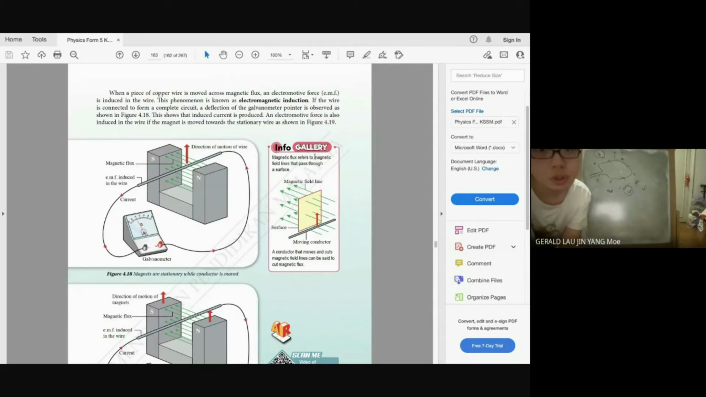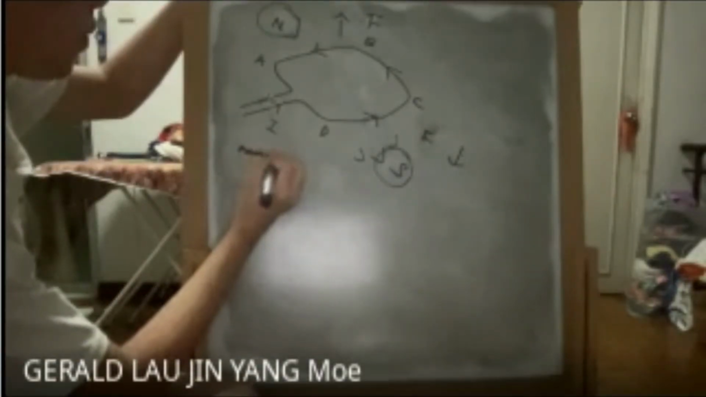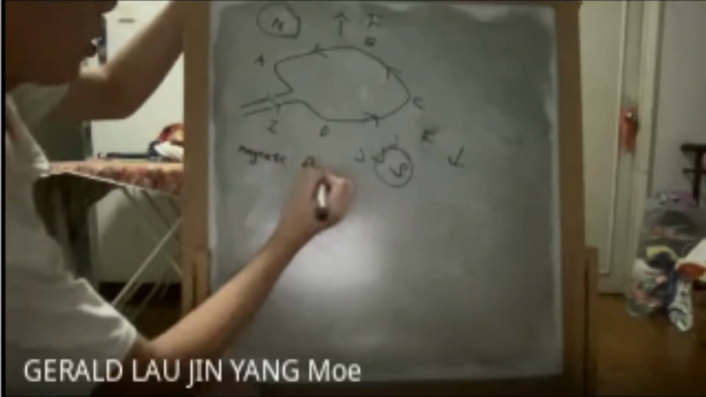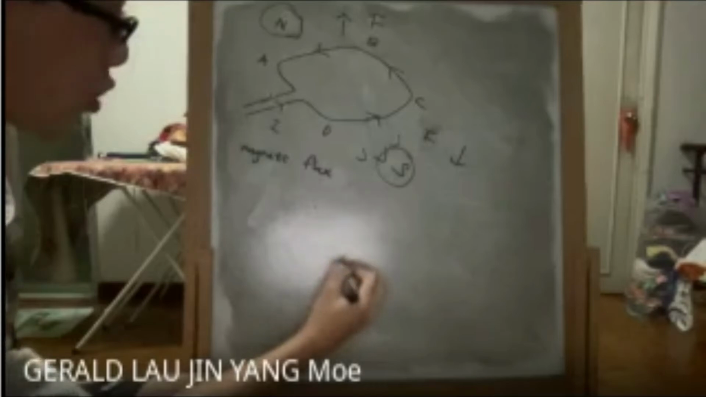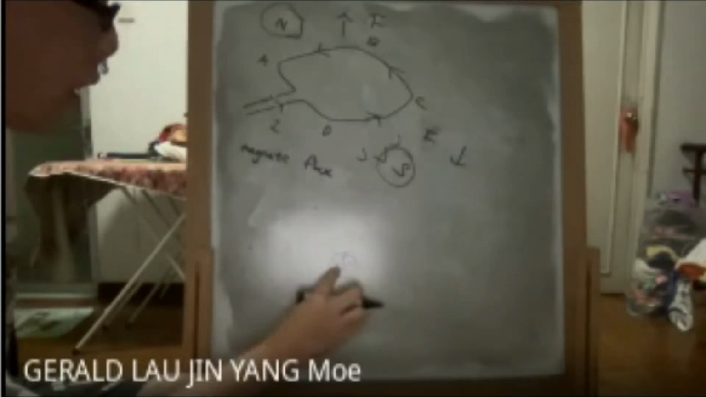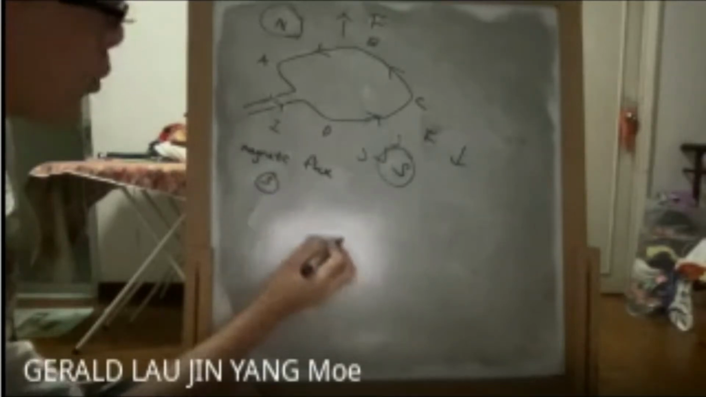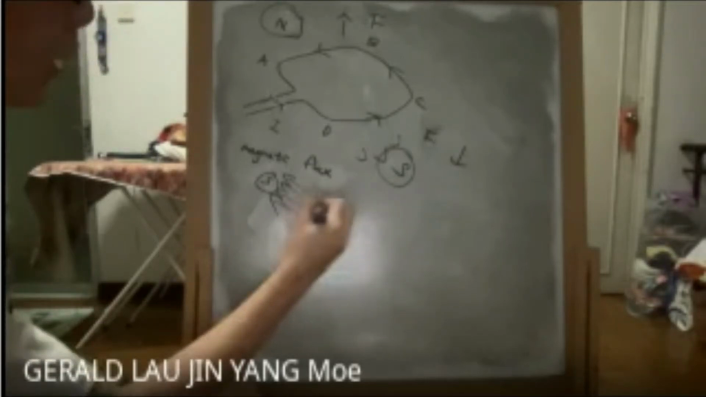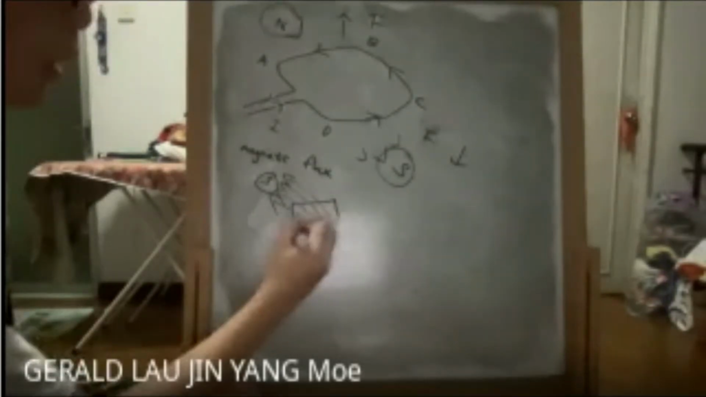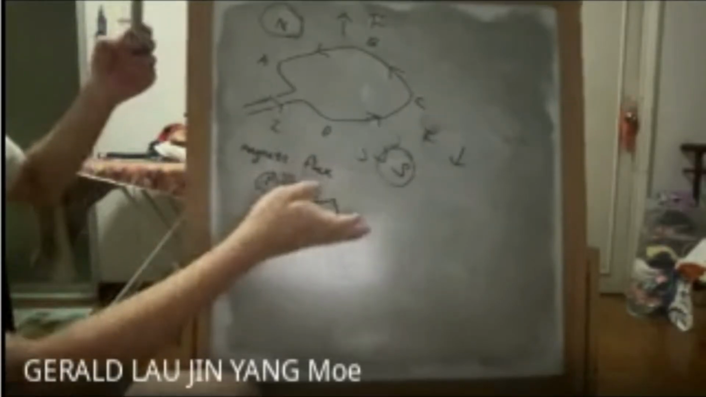Okay, so what is magnetic flux? Magnetic flux means, remember here is the north pole of the magnet, here is the south pole of the magnet. Between north and south, you have your magnetic field lines. So when I take a specific region, it's like cutting the lines. This is what we call magnetic flux.